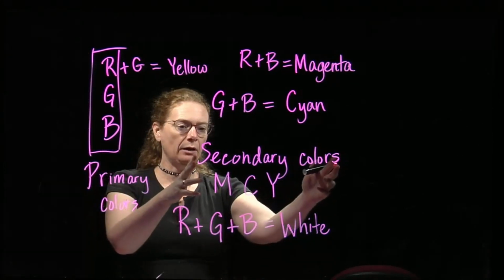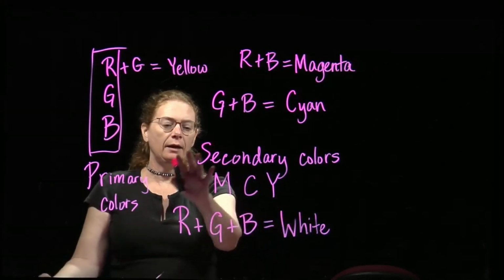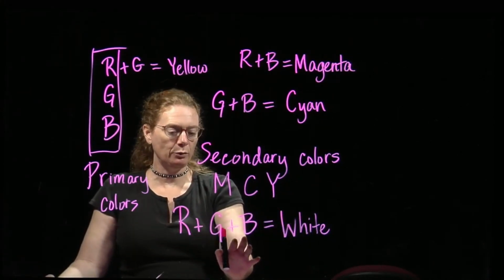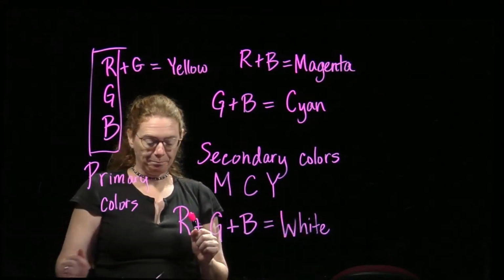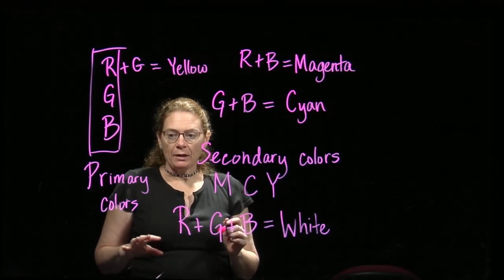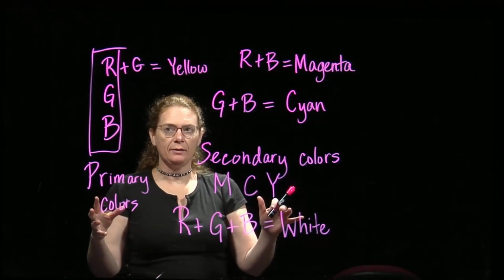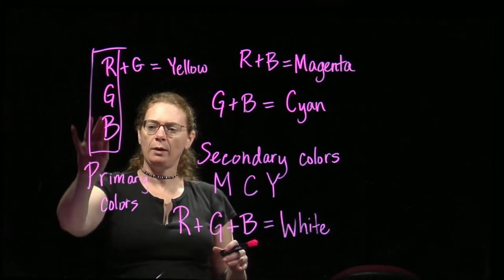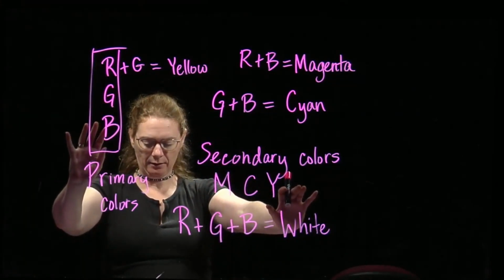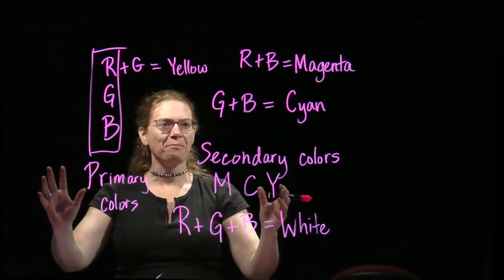We have our secondary colors, magenta, cyan, and yellow. And then red plus green plus blue, if we add up all our primaries, we end up with white. All right, so we've got primaries and secondaries and our basic additions. What happens if we were to add a primary and a secondary? What do you think would happen? Let's give it a try.